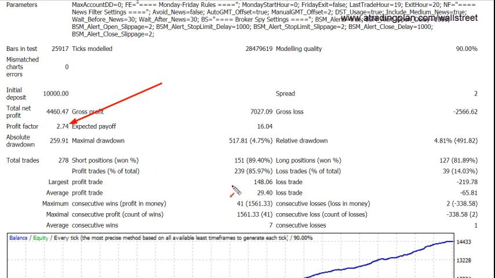Largest trade in profit was $148. Largest losing trade, $219. Average profit trade, $29. Loss is $65. You're probably thinking that's not a very big average. And you got to remember, we are using a 2% risk on a $10,000 fake account.